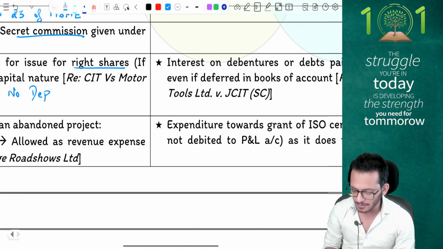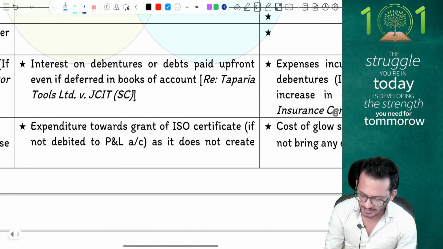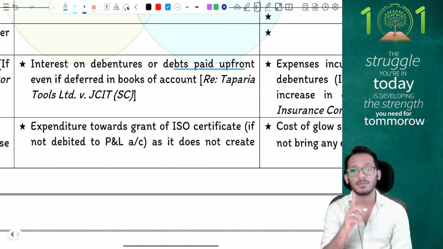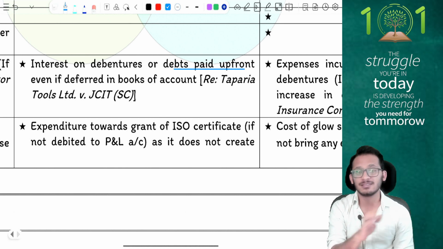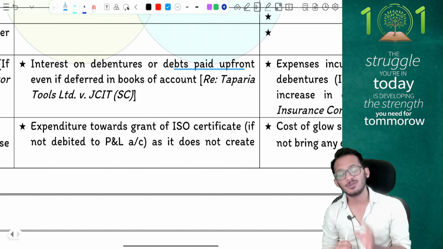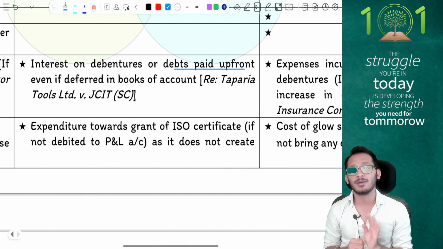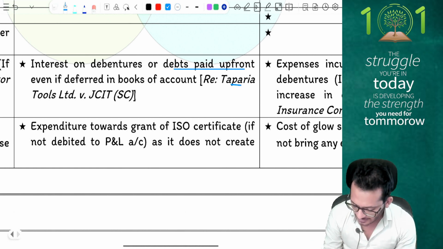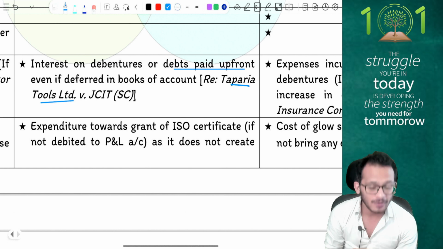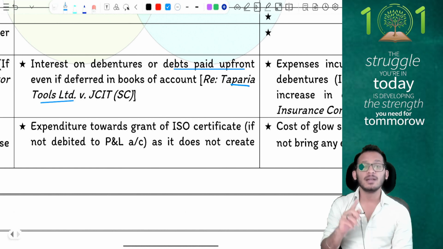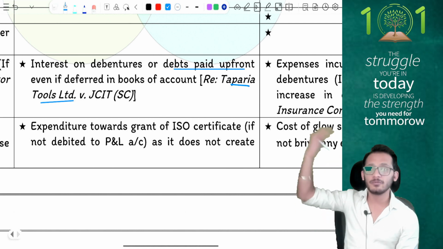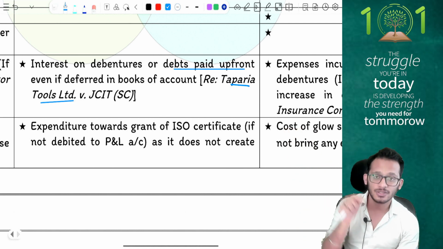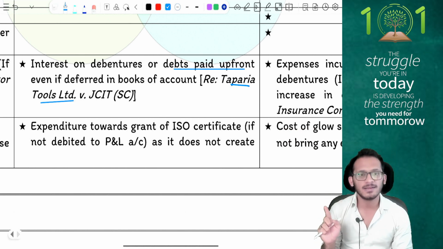On the other side, people, if you have any kind of interest on debentures which is paid upfront, then it is allowed as a deduction. Notice this is only for shares, not for debentures. So any expenses you incur on debentures will be fully allowed as a deduction. No restriction on that. The case law of Taparia Tools clarified that if you have paid interest on debentures, not just for the current year but also for future years, then also you can claim it as a deduction in the current year upfront.